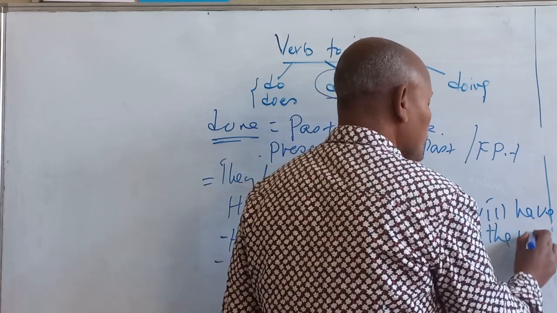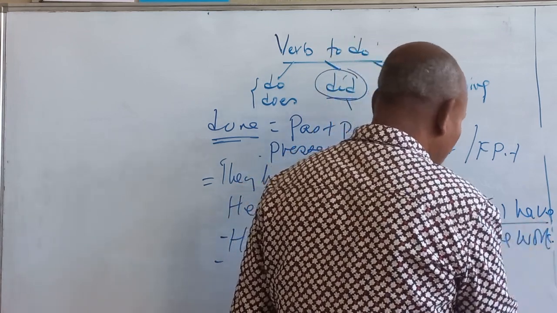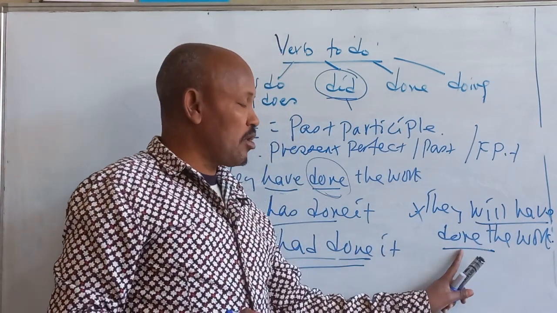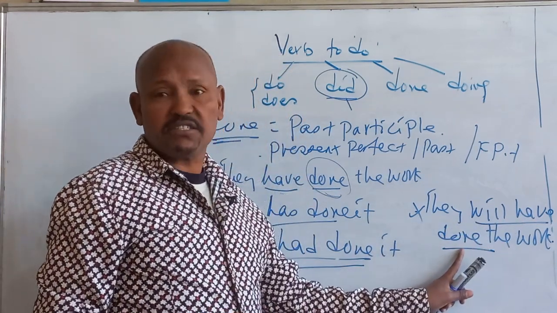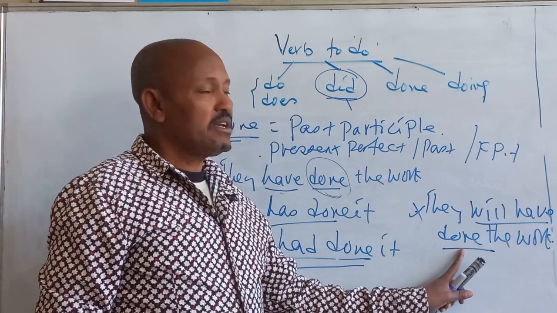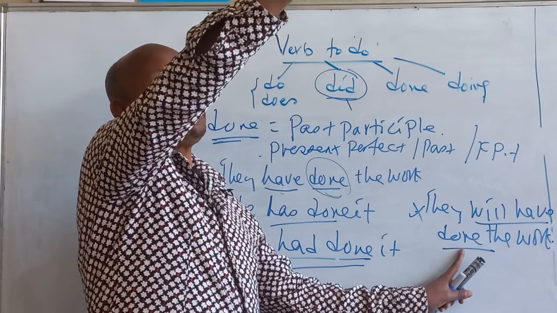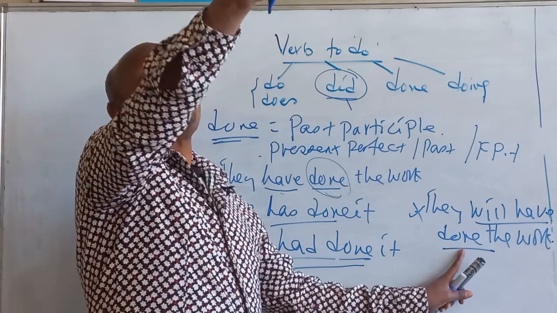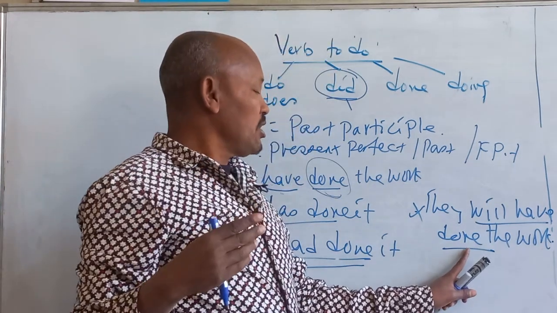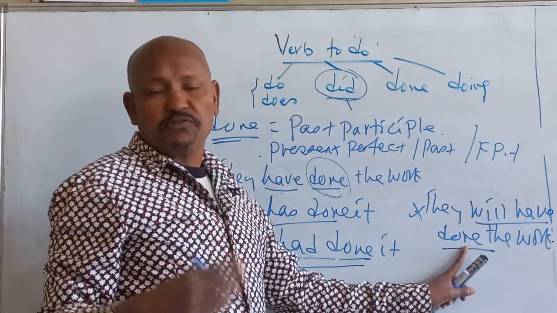Yes, they will have done, which is future perfect tense. Commonly they use this perfect tense, the word done, V3 form, past participle. They will have done the work means by the expected time in the future, they will have done the work. They will not finish the work before the expected time or after the expected time. So this is the use of future perfect tense.